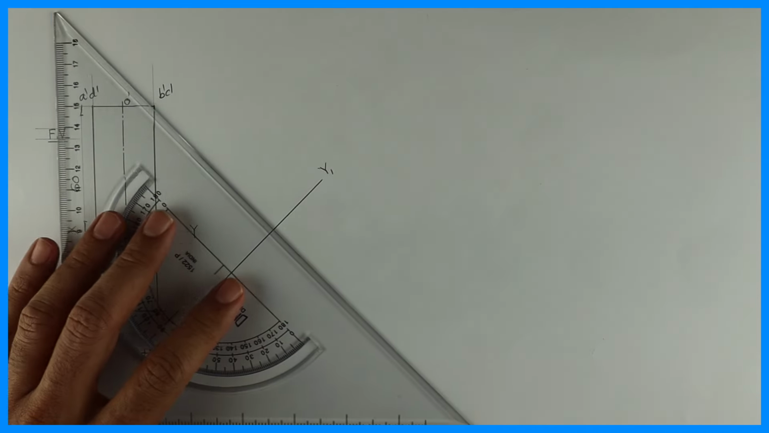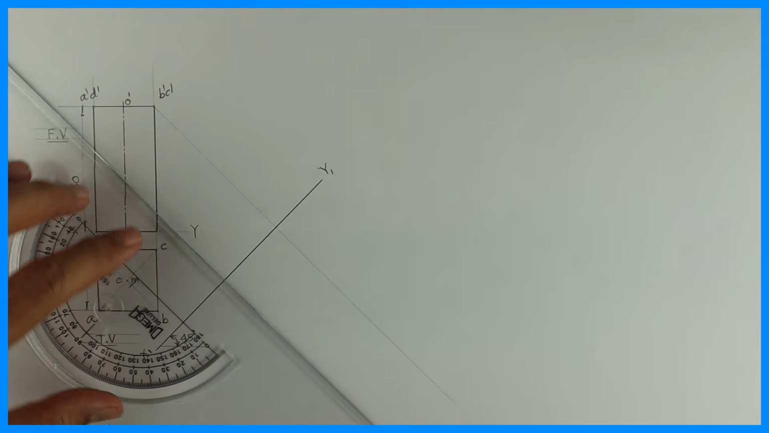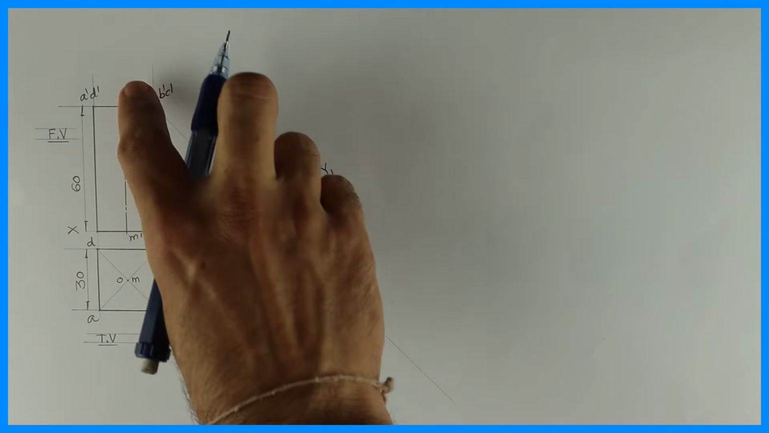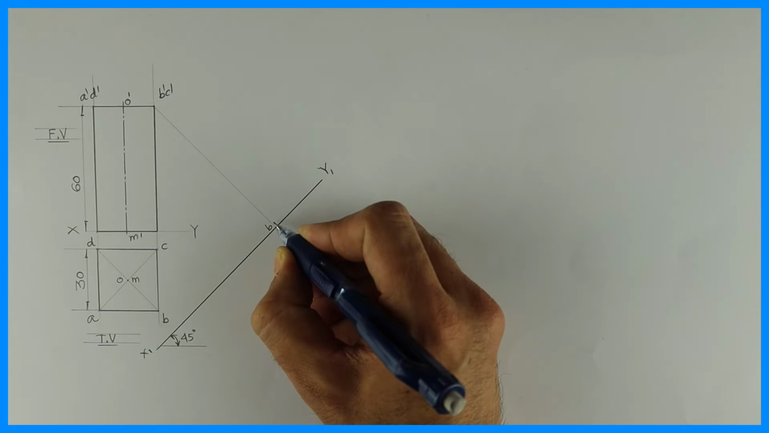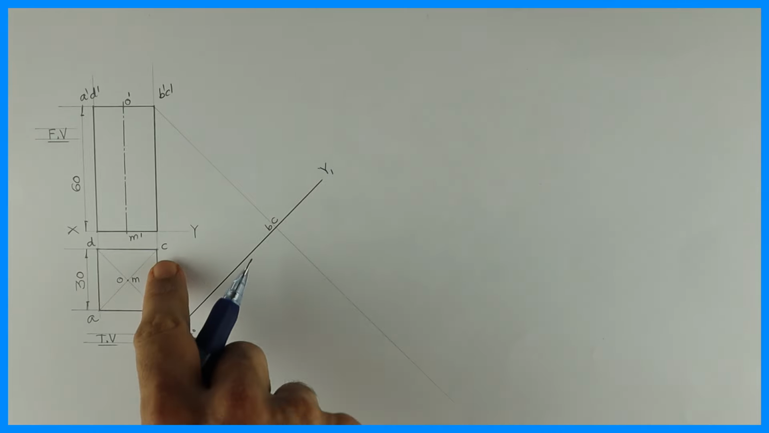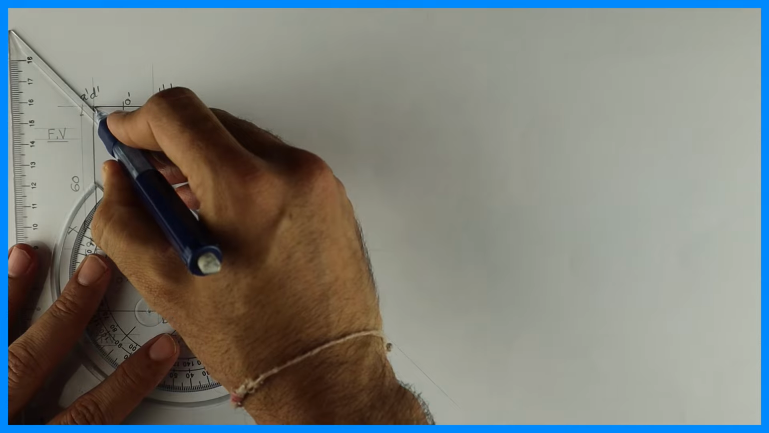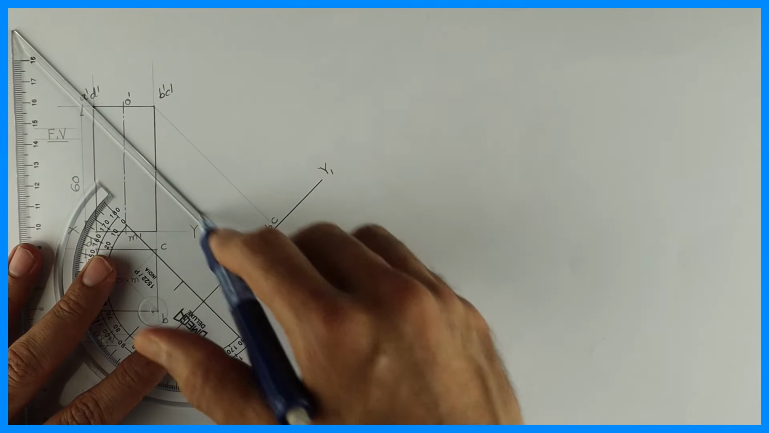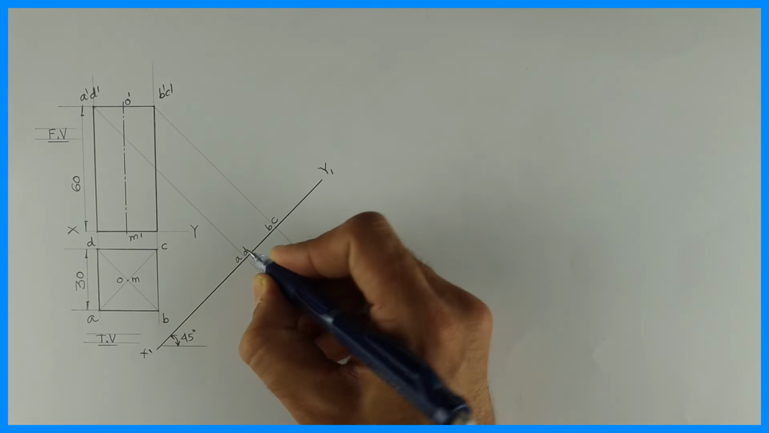First we will take the 45 degree set square and draw a line from B dash, C dash. Always remember, B dash, C dash. Wherever it cuts on x1 y1, that is BC. Then again I will extend A dash, D dash at 45 degrees. This is A and D.